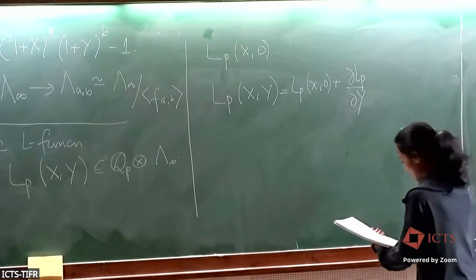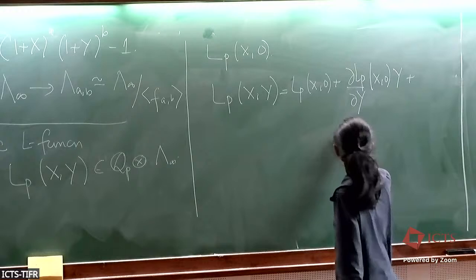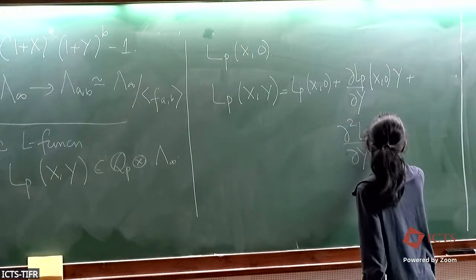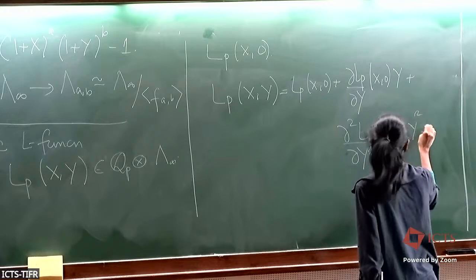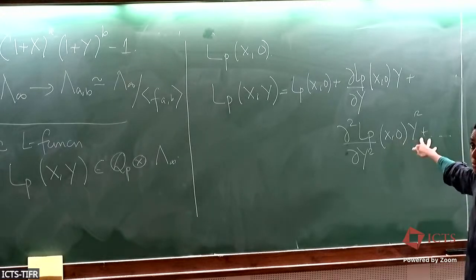Y, x comma 0, y plus d2LP, y squared, x comma 0, y squared, and so on. Now, so we have this.